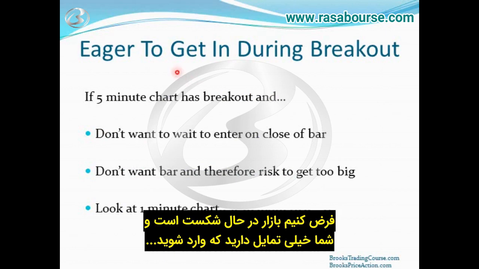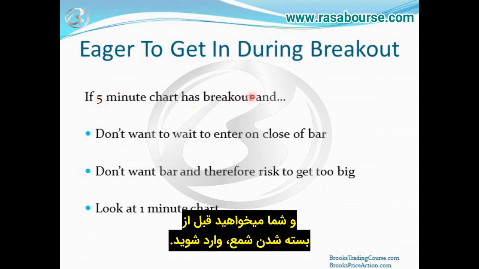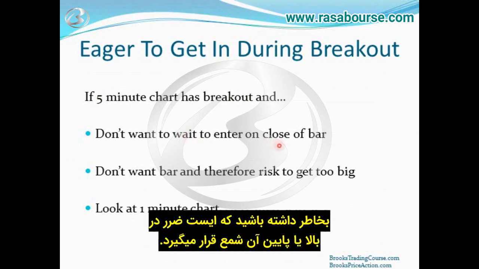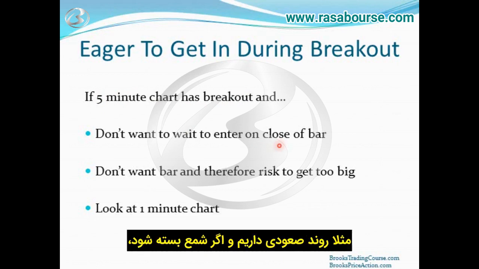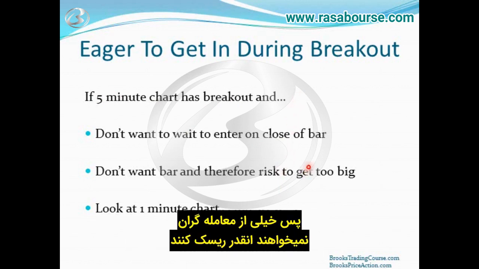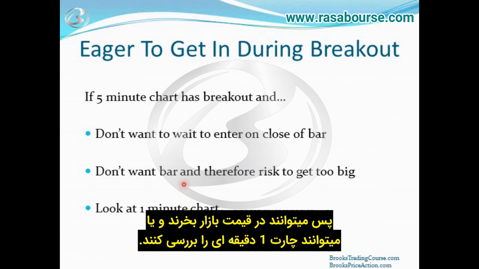If the market is breaking out and you're extremely eager to get in, let's say it's a 5-minute chart and it's breaking out, and you want to get in before the bar closes because you don't want the bar to get too big. Remember, your stop would be beyond the bar. So if it's a bull trend, for example, and you wait for the bar to close, your stop is below the low of the bar. And if it's a big bar, it's far away. So a lot of traders don't want to risk that much. Plus, they're eager to get in as soon as possible. They can either buy at the market, or they can look at a smaller time frame chart, like a 1-minute chart.